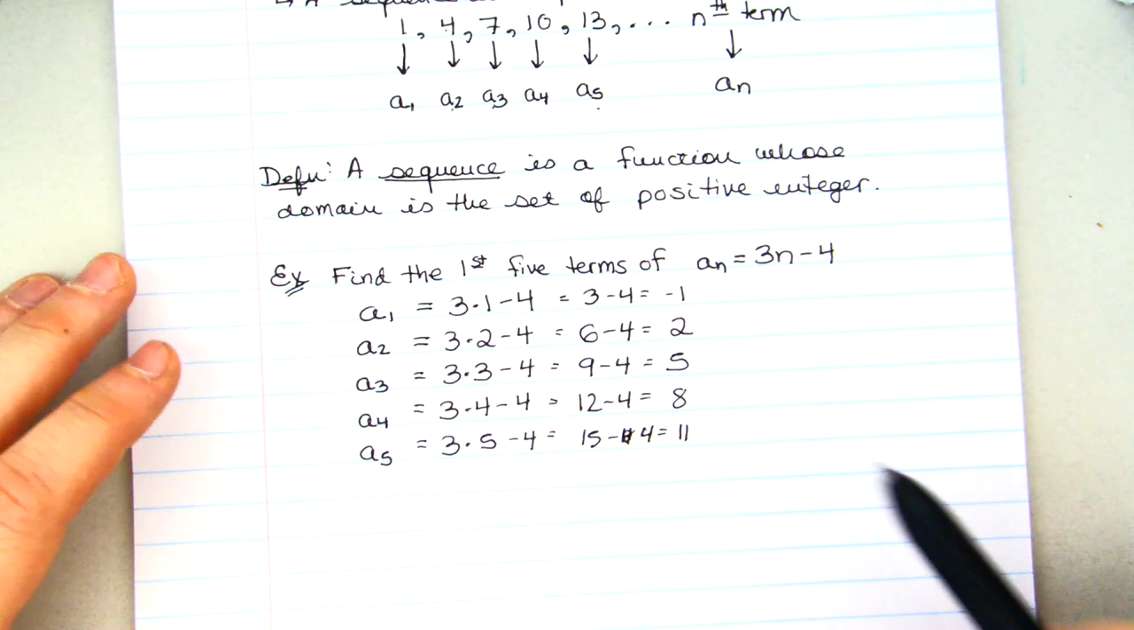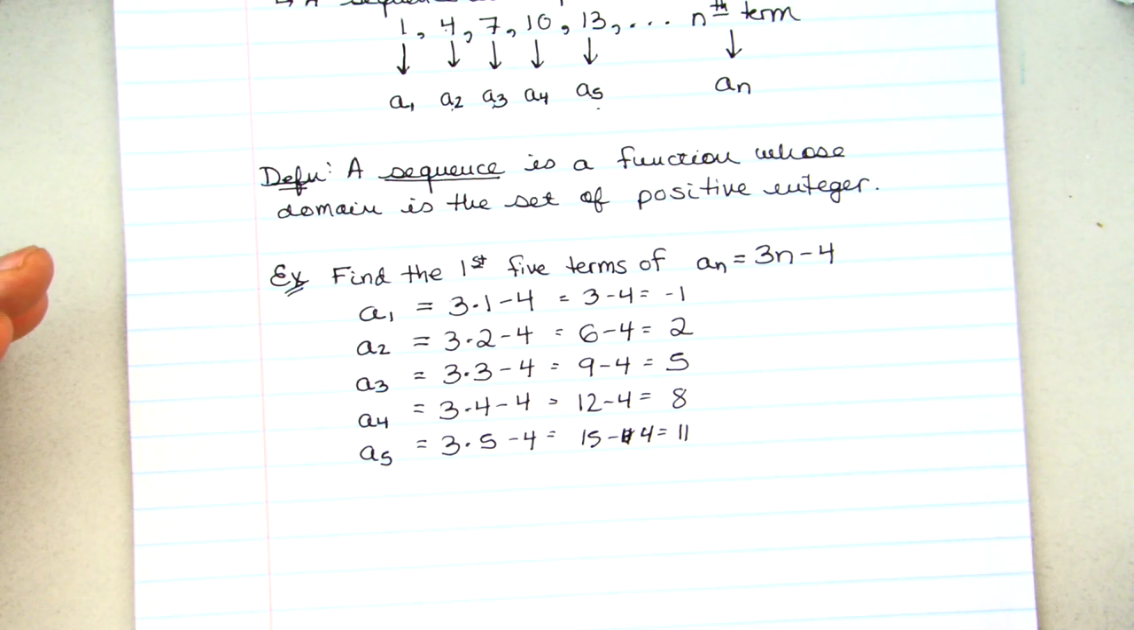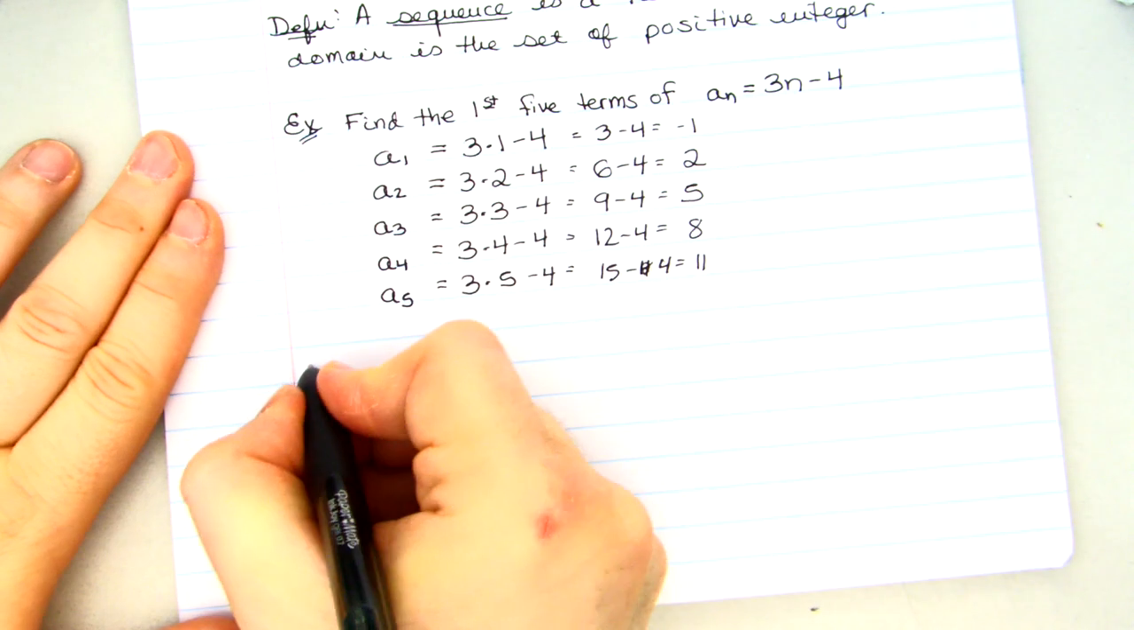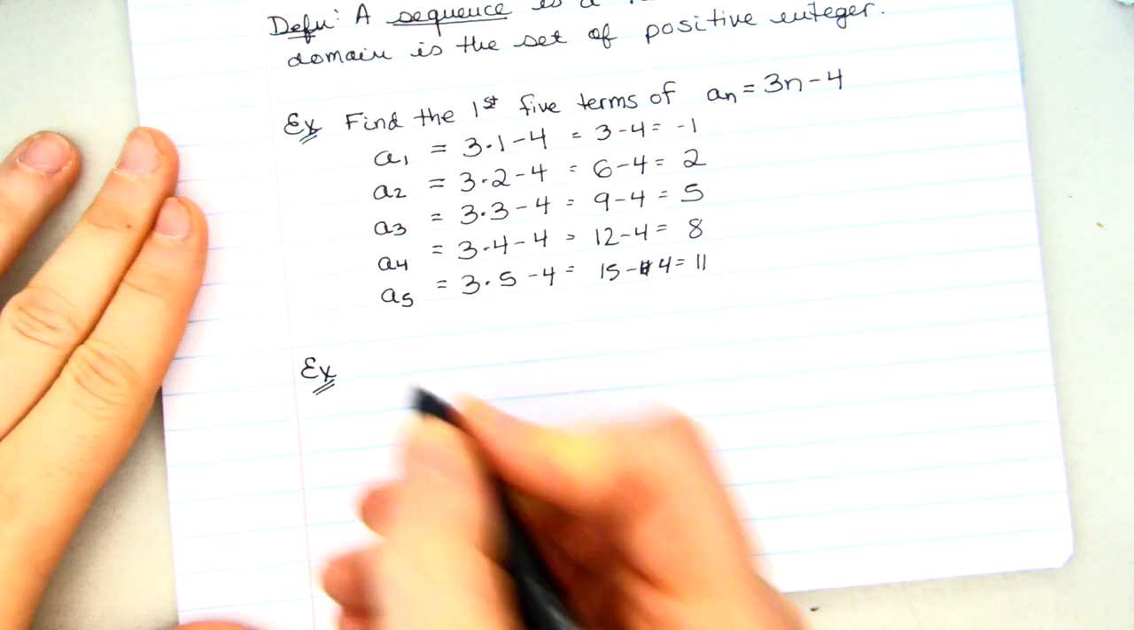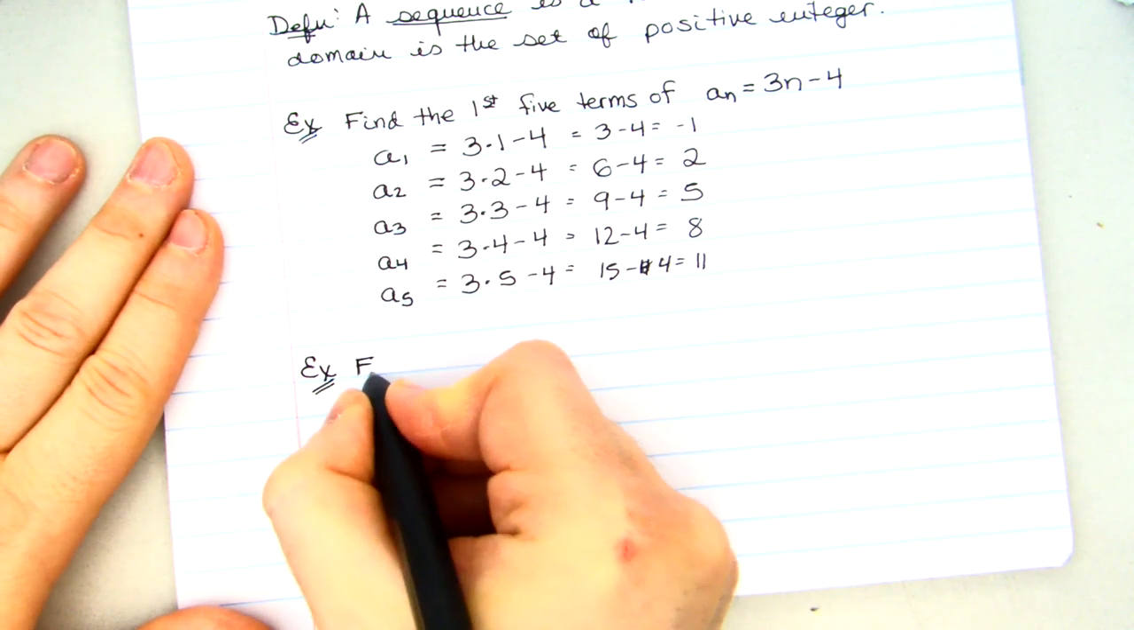Looks like my pattern is we're going up by 3. May not always be an obvious thing to see. If I ask you what's the 100th term, is that any harder? No, you're just going to plug in 100 and that's it. The only way this gets tougher is if the formula is a little bit more involved to plug into.